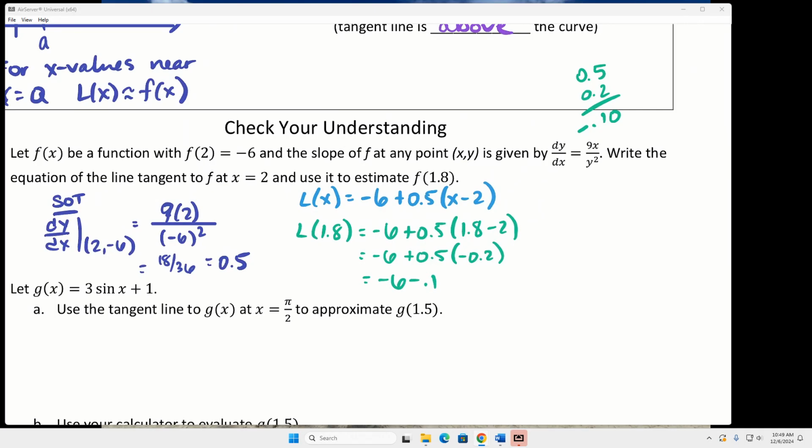All right, so we have an approximation. Now, I've never graded the AP test officially. So what I think they want to see is you're using L to approximate f. So at some point, you would want to write that f of 1.8 is approximately negative 6.1.